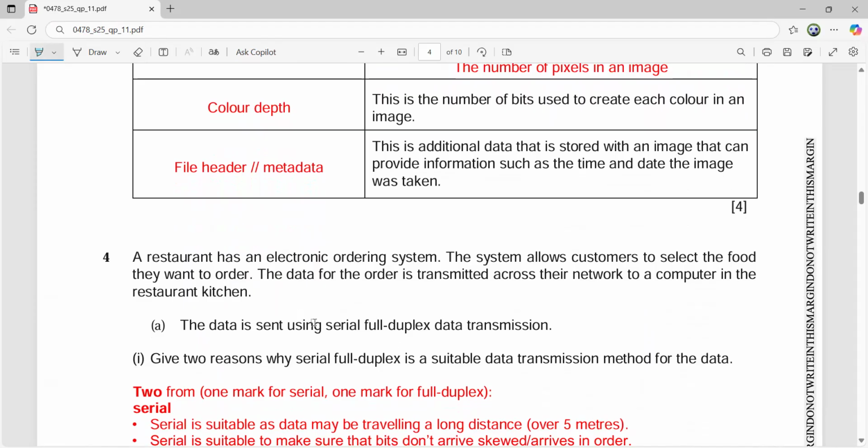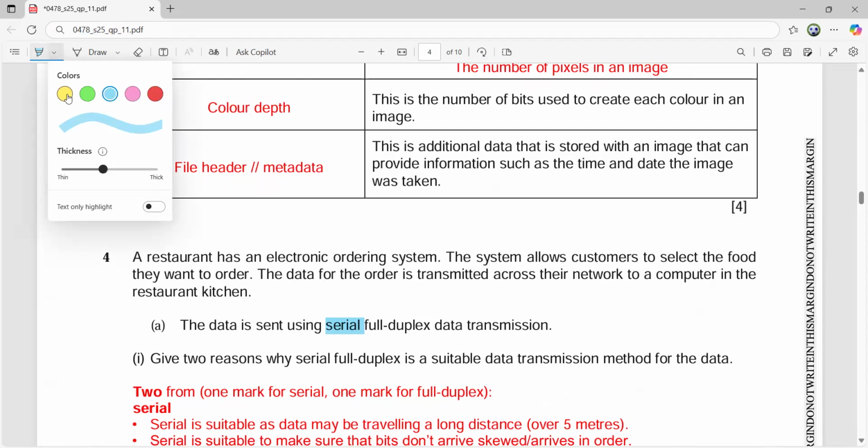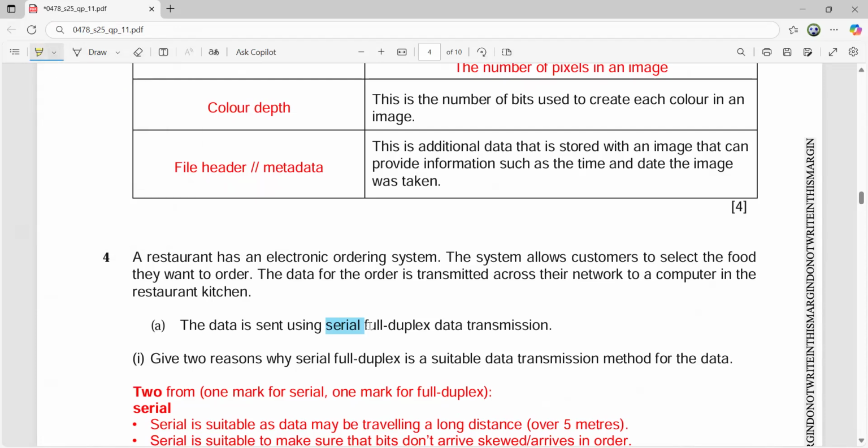The first thing is I am asked to talk about serial, and then what I need to concentrate on is the full duplex term. So this is what we need to be very cautious about. The two things I hope that we remember, but still a little bit of revision is needed for that. Now, full duplex.